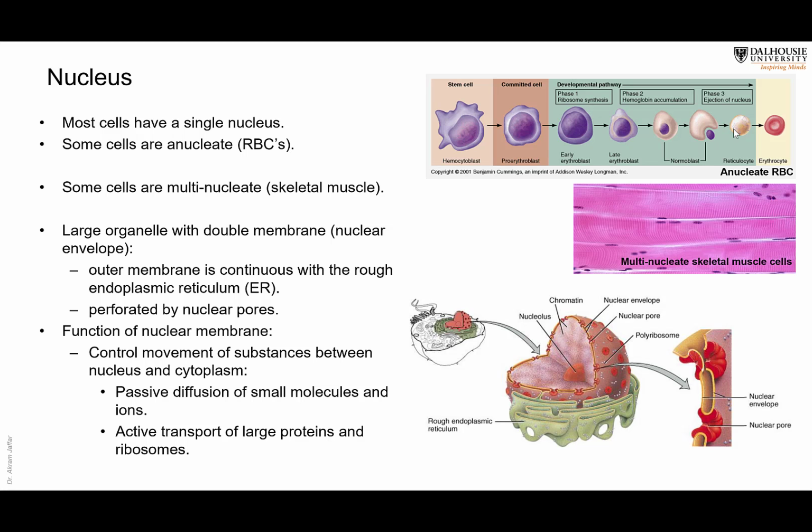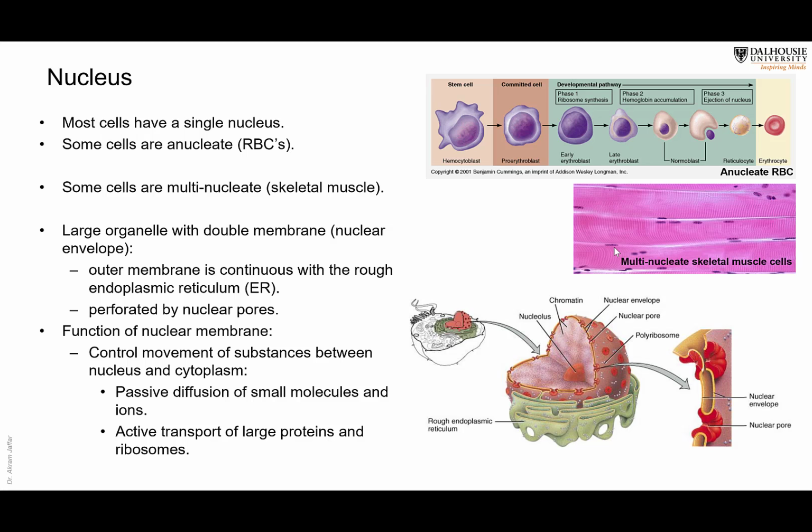On the other hand, some other cells have multiple nuclei, as you can see here. We're going to study this in the last lecture of this block. This is a skeletal muscle cell, and you can see that there are multiple nuclei in this type of cell. So either no nucleus, or there is usually one nucleus, or there are multiple nuclei.